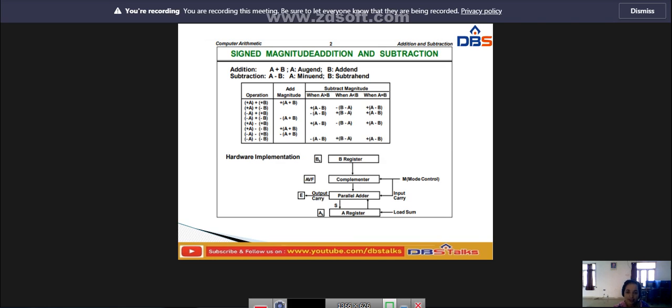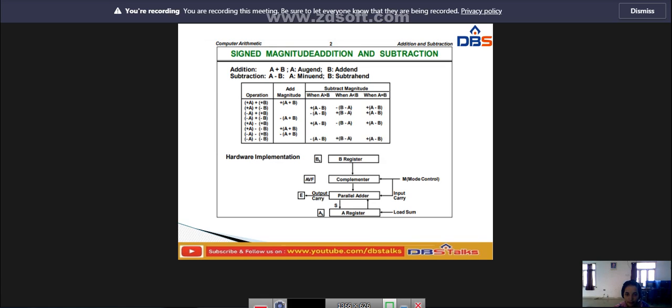In addition, I am using the plus. Plus a plus b is equal to a plus b, I am doing the addition. Here a is the augend and b is the addend. Then a minus b, this is the minuend, and this is the subtrahend. So these are the two values I am taking. For these two symbols, addition and subtraction, we have completely 8 possibilities: 1, 2, 3, 4, 5, 6, 7, 8.